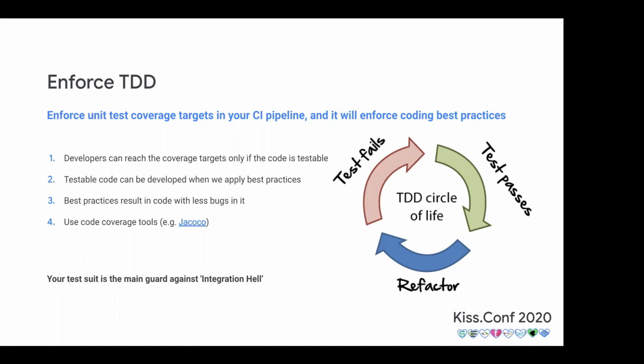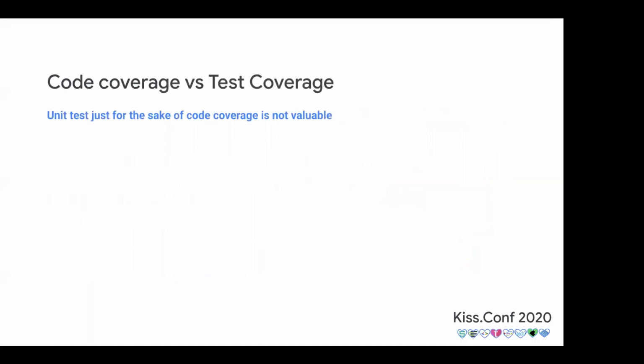So we enforce 100% test coverage, and this really helps to guard us against integration hell in production. So what we really do is in this development pipeline, we set the coverage targets and the developers strive to reach them, which helps them to apply the best practices and produce code that is testable. Another thing, when we talk about test coverage, we need to highlight the difference between code coverage and test coverage.